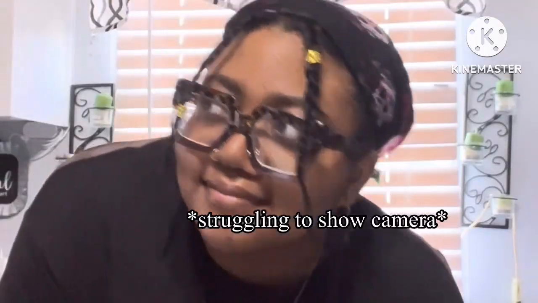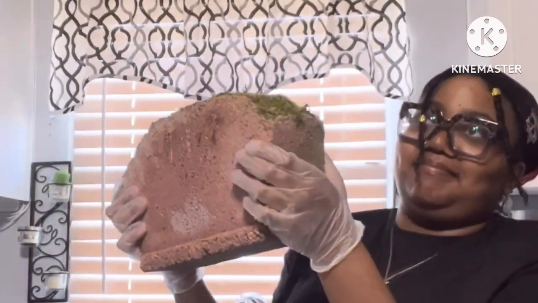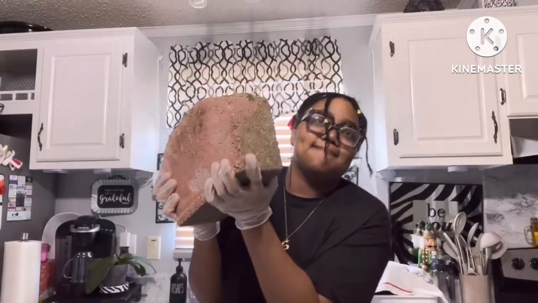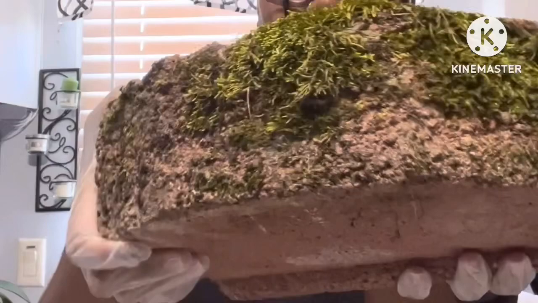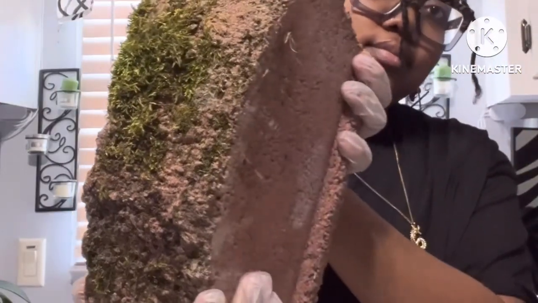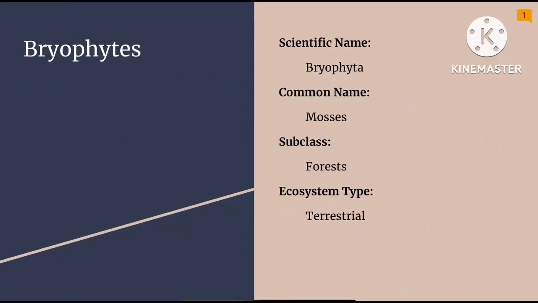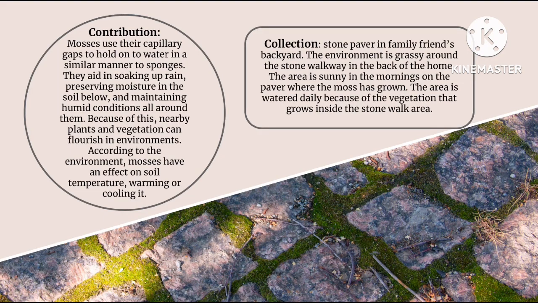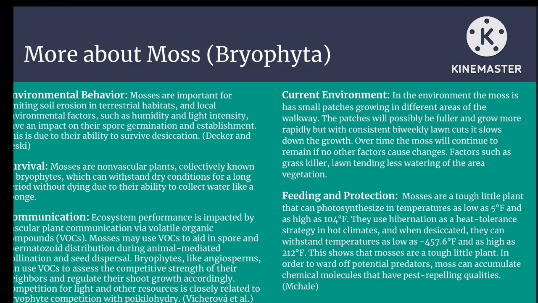An example that I have with me is a bryophyta, commonly known as moss. Moss is found in terrestrial forests and thrives off humidity. Here I have a stone that's covered in this moss that I found in my family friend's pathway. The vegetation grows in the stone walkway area, which is watered daily. They soak up excess water that thrives nearby vegetation and plants. In terrestrial ecosystems, mosses are essential for preventing soil erosion, and climatic variables like humidity and light intensity affect the germination and establishment of their spores.